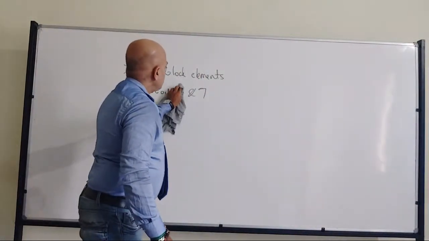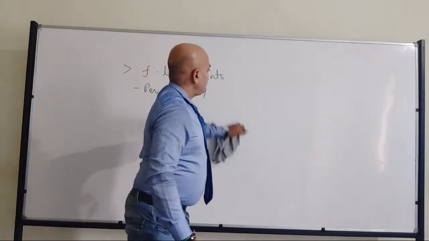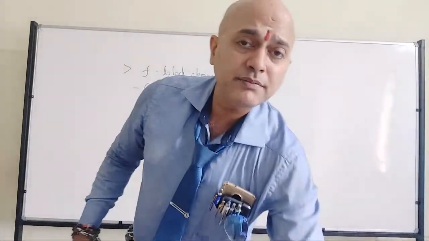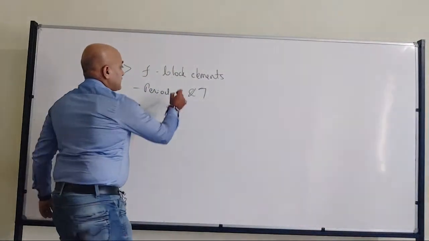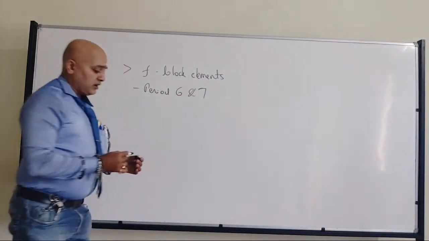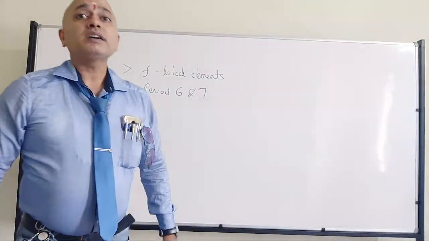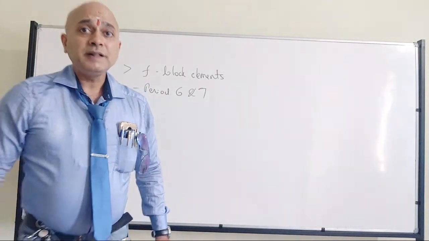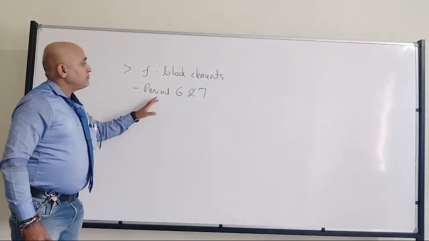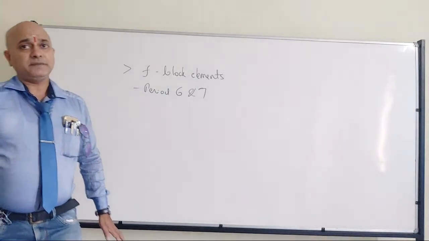These are the two periods which consist of F block elements, or those elements which are present in these two periods are called F block elements. All of you have understood? So that's where we have period number 6 and 7.